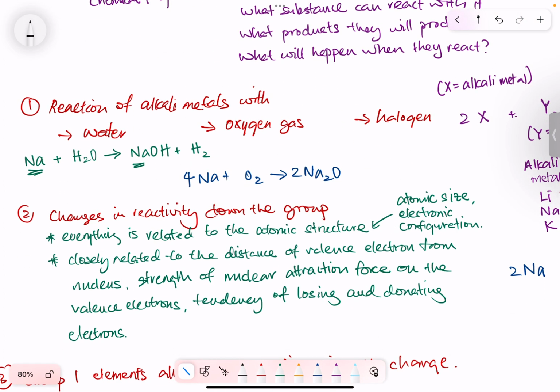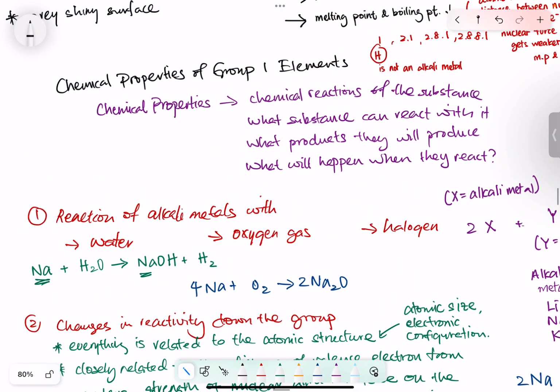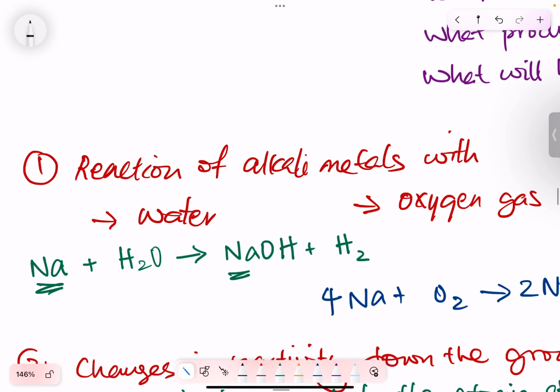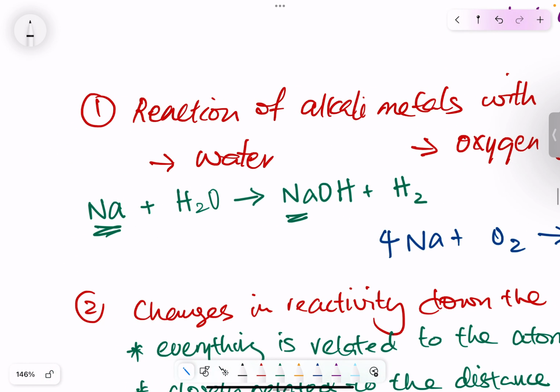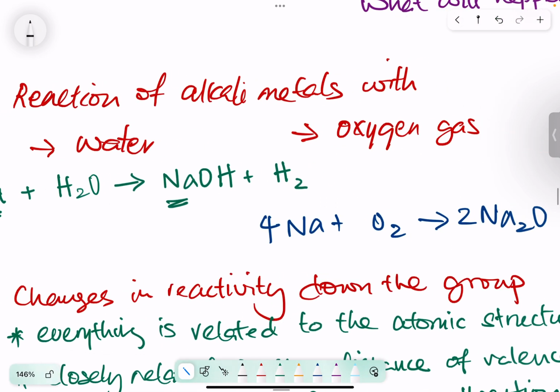So the first chemical property of alkali metals is what things they can react with. Two things to notice: what it can react with and what it's going to produce. Firstly, all the alkali metals can react with water, like sodium. When it reacts with water, it will produce sodium hydroxide and also hydrogen gas. The sodium can be replaced with all the other elements in the group 1 family, except hydrogen. If you replace it with lithium, then lithium can react with water to produce lithium hydroxide and hydrogen gas.